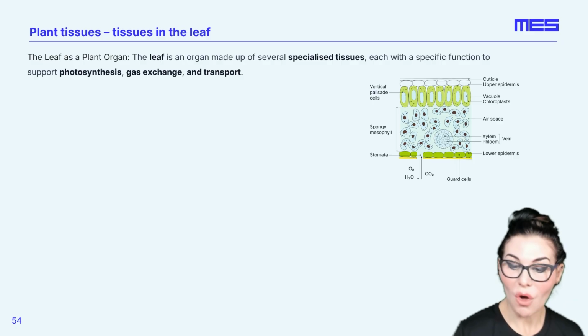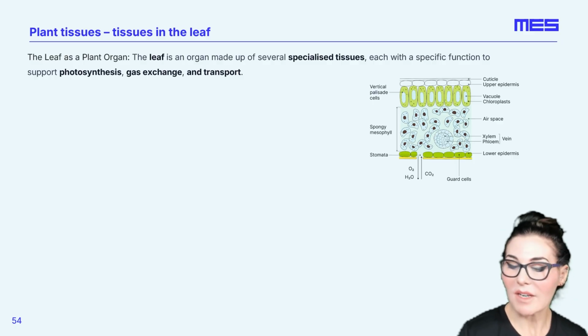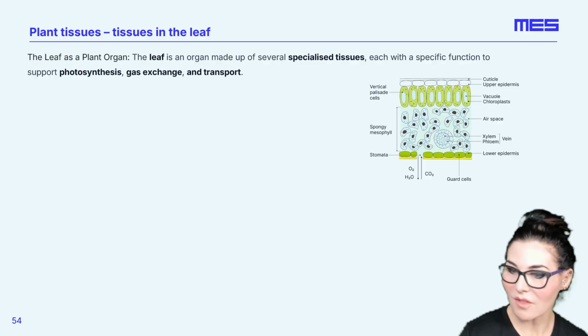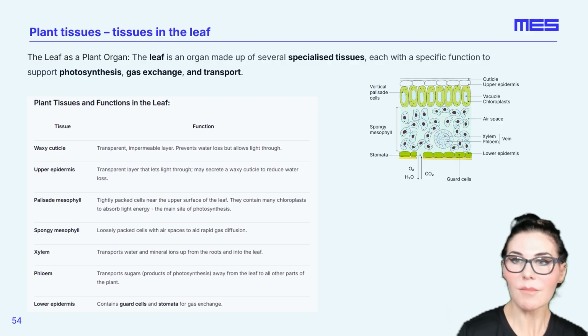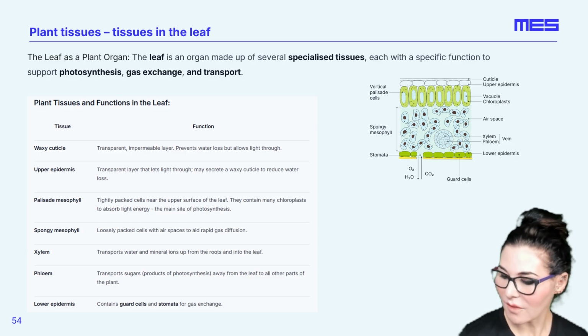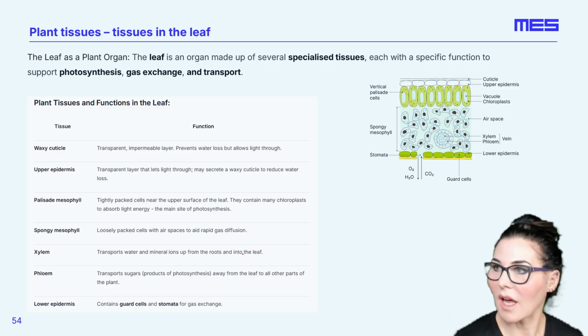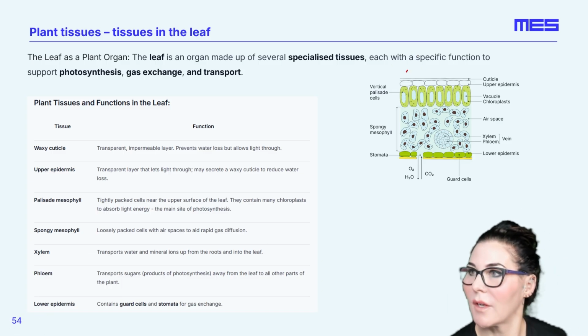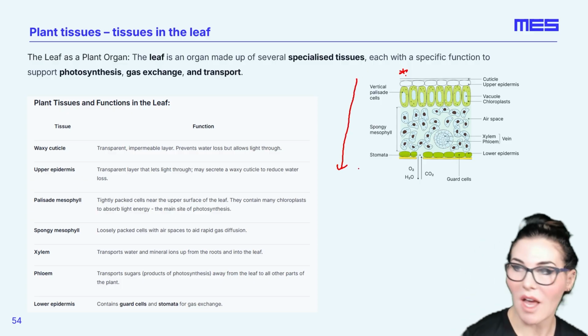Gas exchange is not just about photosynthesis, that can also be about respiration, and we need a transport system bringing substances into and out of the leaf as and when they are needed. We'll have a quick look at the different tissue layers. So you'll see on the picture at the side of the slide, we have the top of the leaf here, and then we're going to look down the leaf at how the tissue layers change.